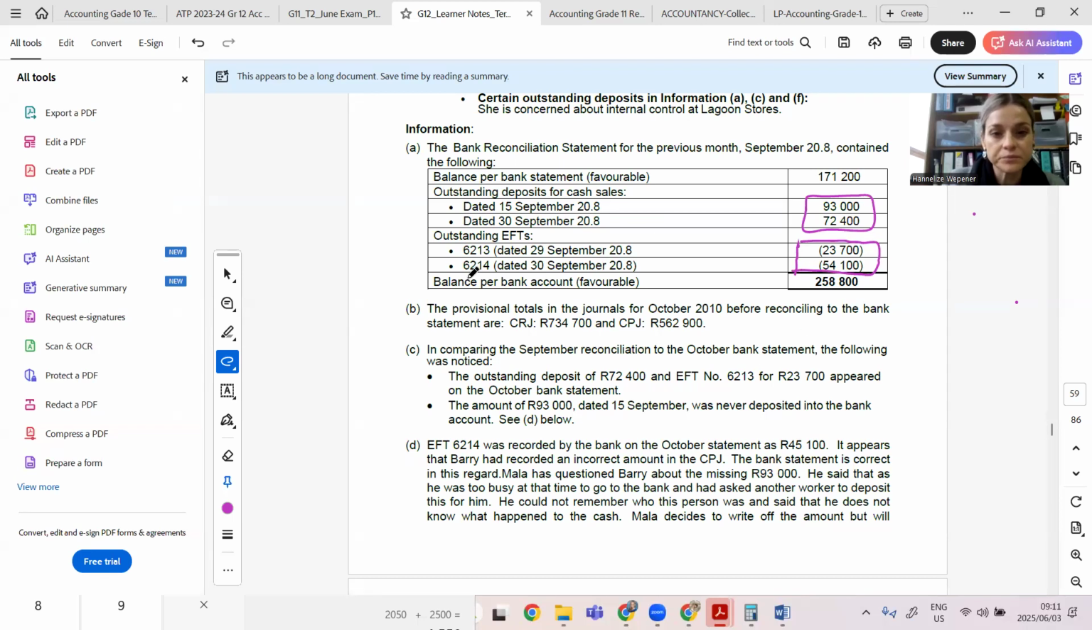Then you also have your bank balance as per your bank account. In other words, you have your general ledger balance on the last day of September 2018, which means you have your opening balance of your bank account on the 1st of October 2018, the month for which you now have to calculate the correct bank account balance and then do your bank reconciliation statement.